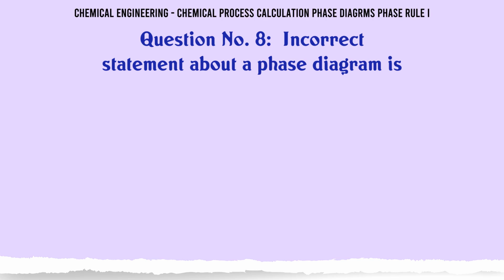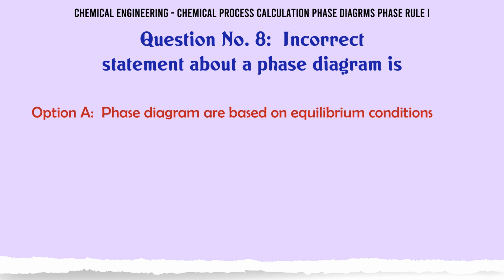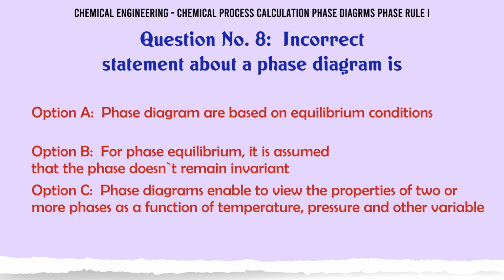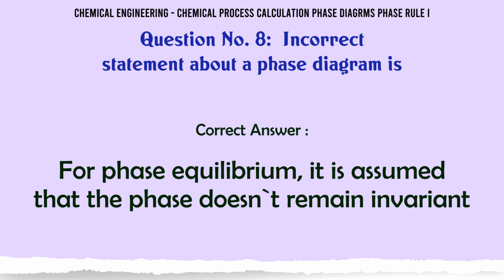Incorrect statement about a phase diagram is: A. Phase diagrams are based on equilibrium conditions. B. For phase equilibrium it is assumed that the phase doesn't remain invariant. C. Phase diagrams enable us to view the properties of two or more phases as a function of temperature, pressure, and other variables. D. None of the mentioned. The correct answer is: for phase equilibrium it is assumed that the phase doesn't remain invariant.